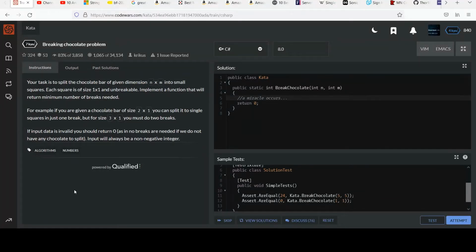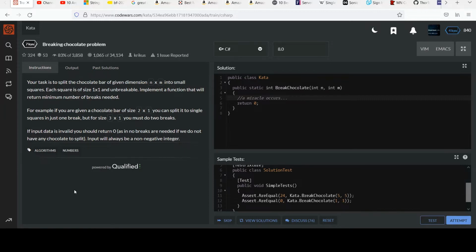Back with another 7 Kyu challenge. This one's called Breaking Chocolate Problem. Your task is to split the chocolate bar of given dimensions n by m into small squares. Each square is of size 1 by 1 and unbreakable. Implement a function that will return the minimum number of breaks needed.